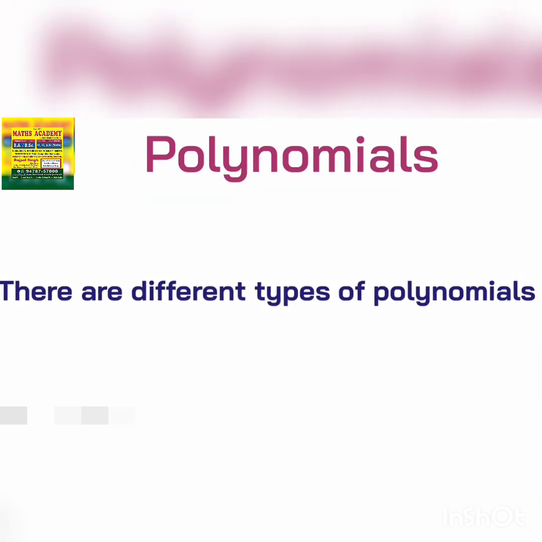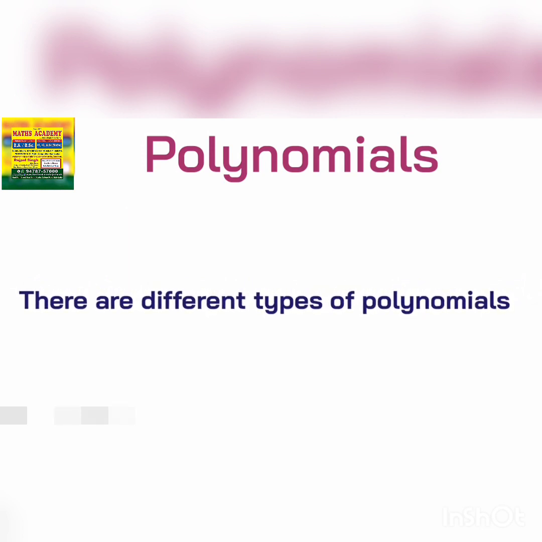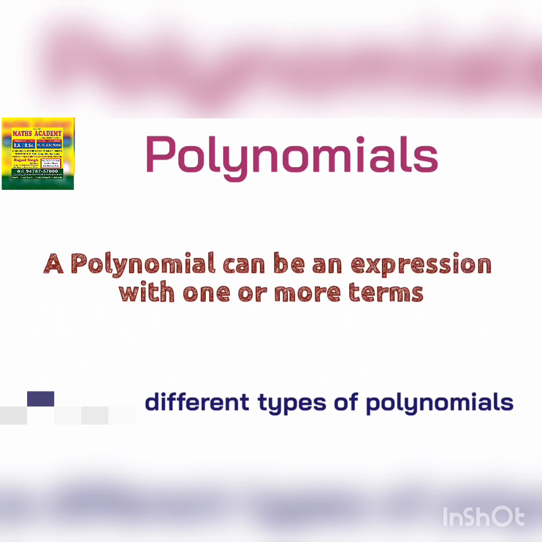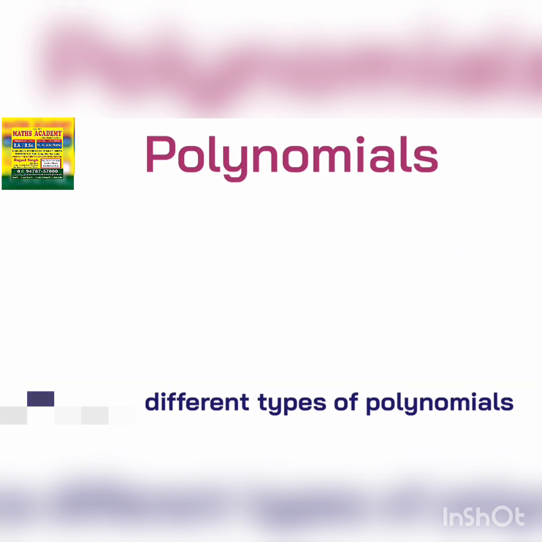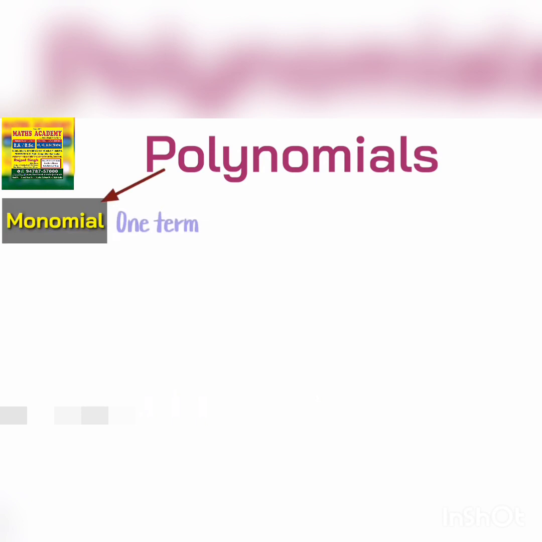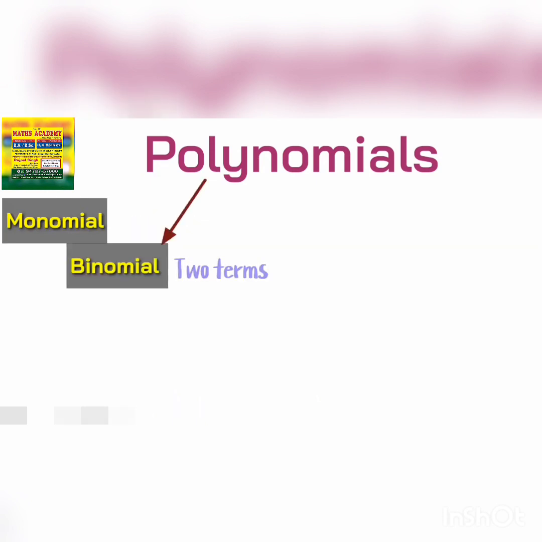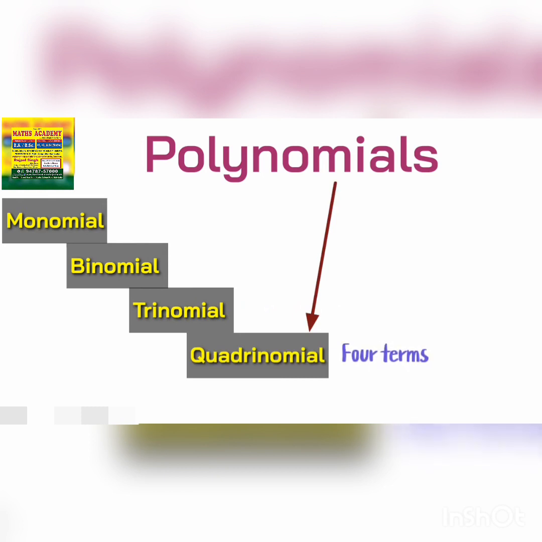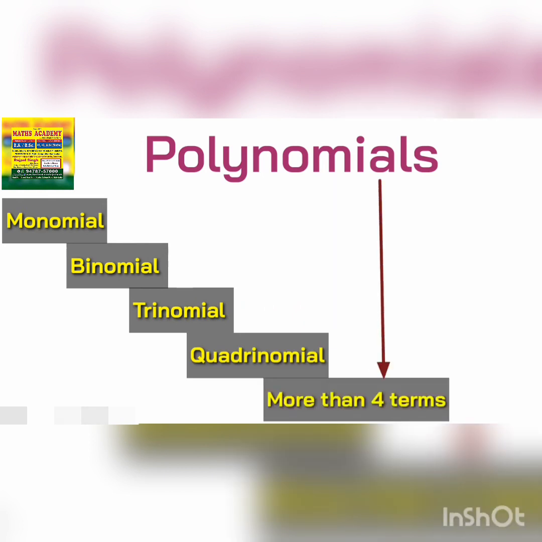There are different types of polynomials. A polynomial can be an expression with one term, two terms, three terms, four terms, or many terms. A polynomial expression with one term is called monomial. With two terms it is called binomial. A three-term polynomial is called trinomial, and with four terms it is called quadrinomial. There can be polynomials with more than four terms as well.